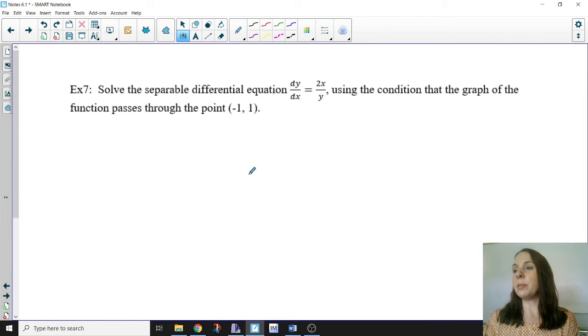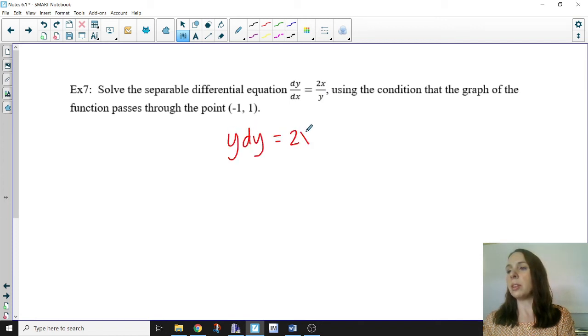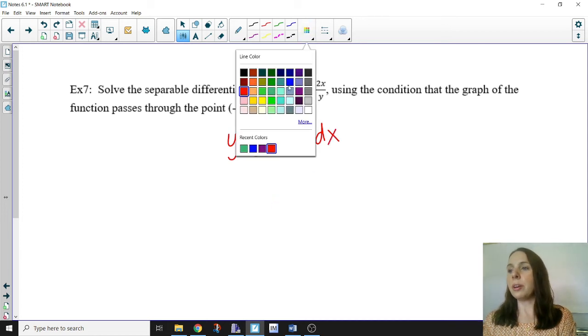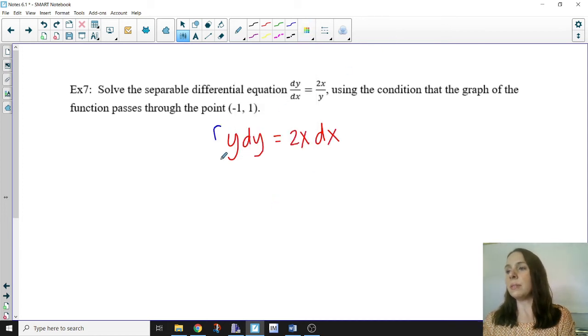Solve the separable differential equation dy over dx equals 2x over y, and we will eventually use this condition to get a particular solution. Okay, so we're going to start by multiplying the y over with the dy and the dx over with the 2x, so it looks like this. Next, we are going to take an integral of each side.